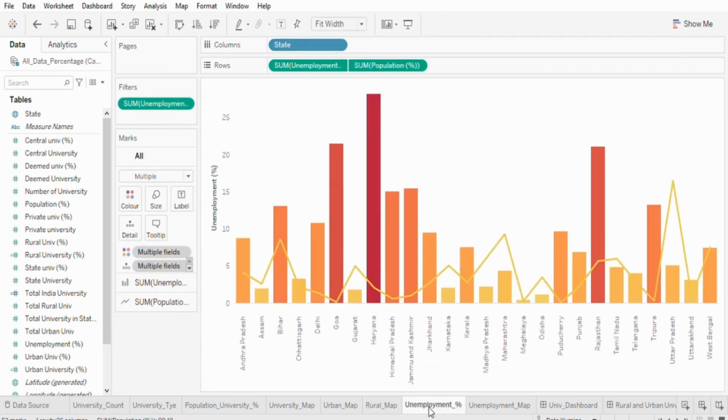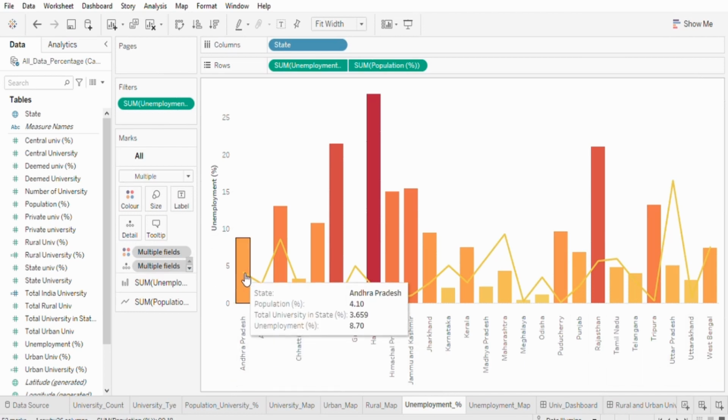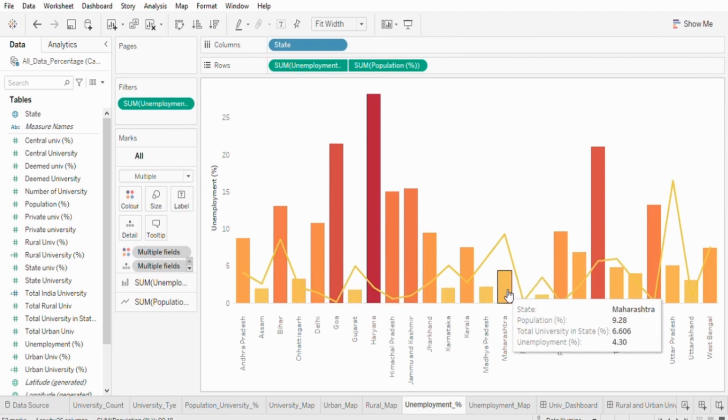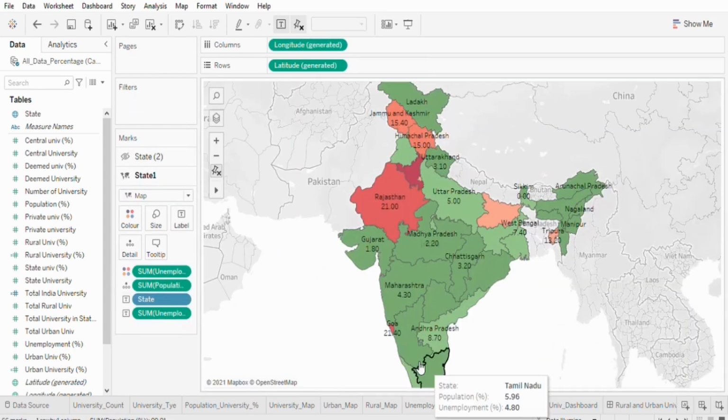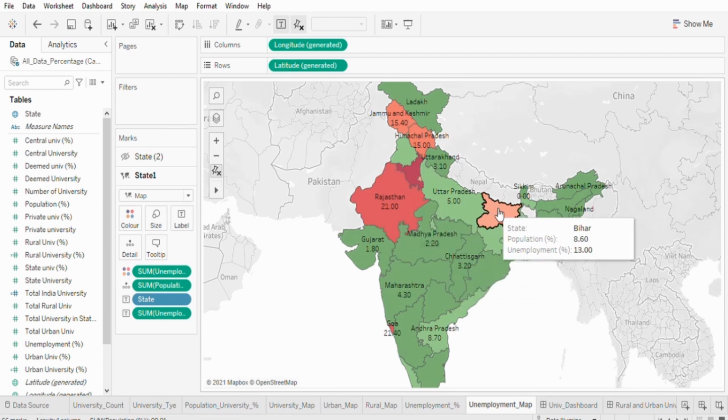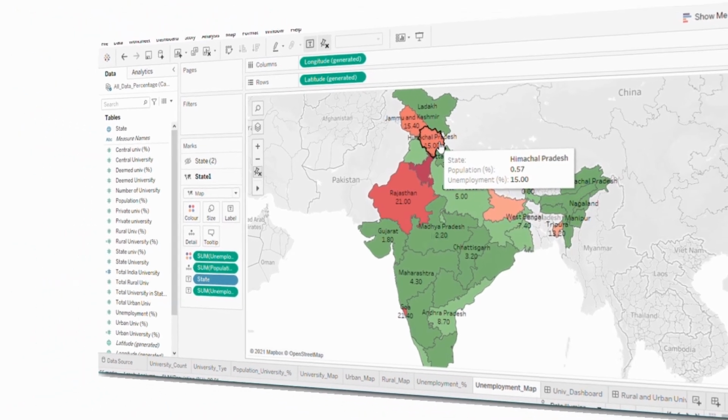The next visualization is a dual axis chart representing the university percentage in each state as well as unemployment in each state. In both cases, data is in percentage. Like the previous graph, I have put various levels and details on the dual axis chart. The next visualization is a map chart representing the unemployment count in each state. I have put various labels and details on the map chart to get the required details.